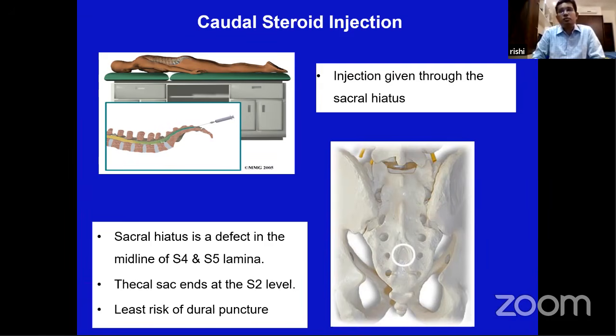Since the drug has to pass a long distance from the sacral hiatus, it has to reach the L3-4 or an L4-5 disc herniation. We need to give a lot of drug. So along with the steroid and the bupivacaine, we add a lot of normal saline also so that the drug passes proximally. But this is a very simple and safe technique where the risk of injuring a nerve root or entering into the thecal sac is much less. So the risk of dural puncture is very, very nil in these patients.